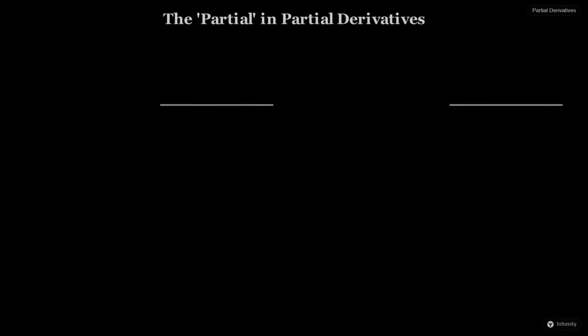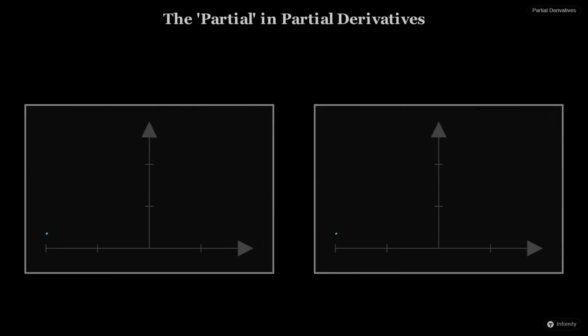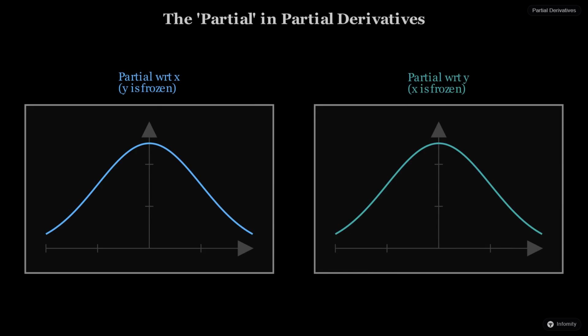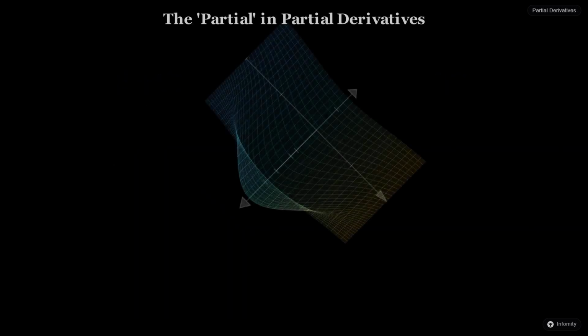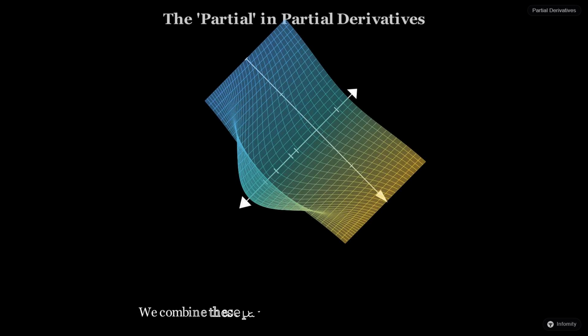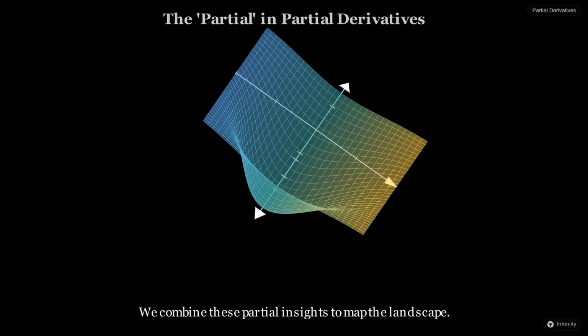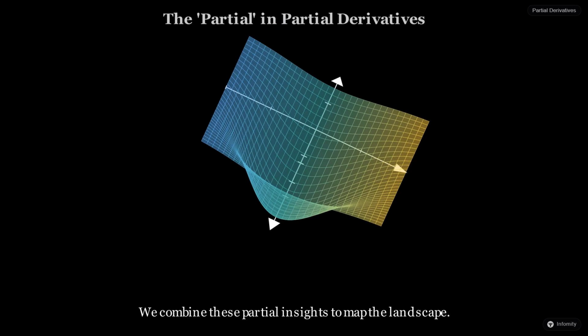The word partial is chosen for a reason. Each derivative only gives you a part of the story. Like looking through a narrow slit, you can see how things change in one direction, but you are blind to the others. It is only when we combine these partial insights that we can begin to see the full picture of how a multivariable function behaves. We have taken the first step in mapping out the entire landscape of change.